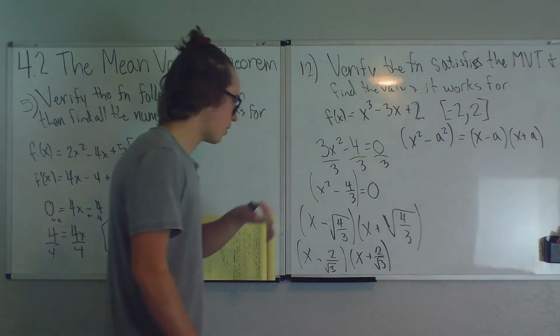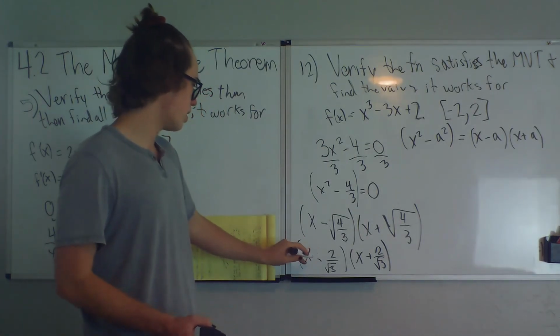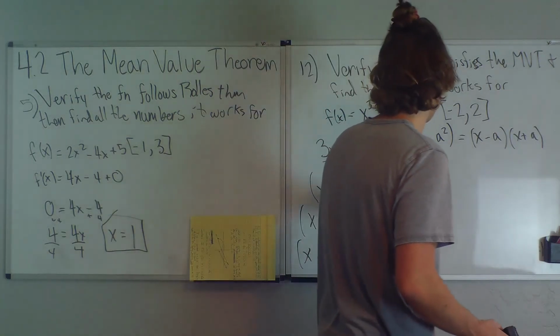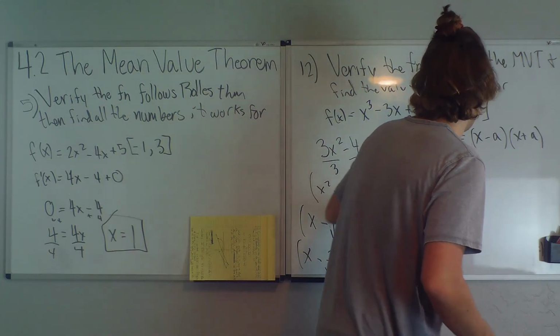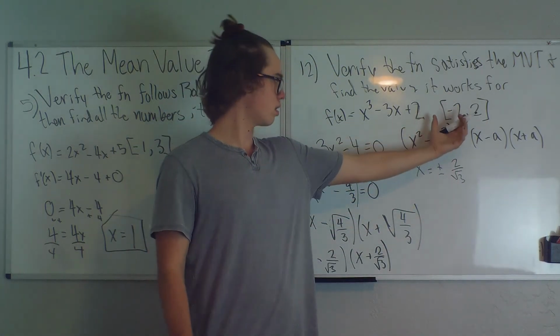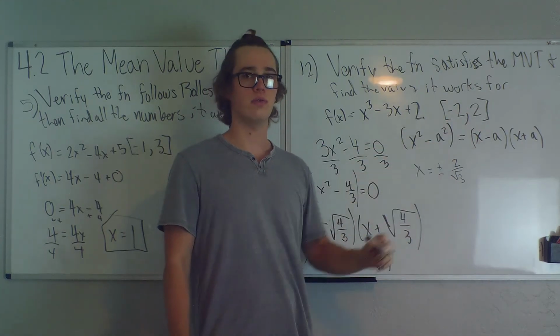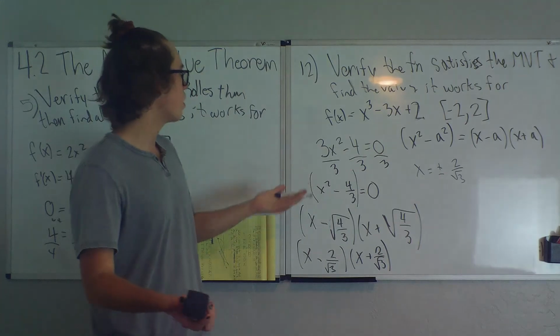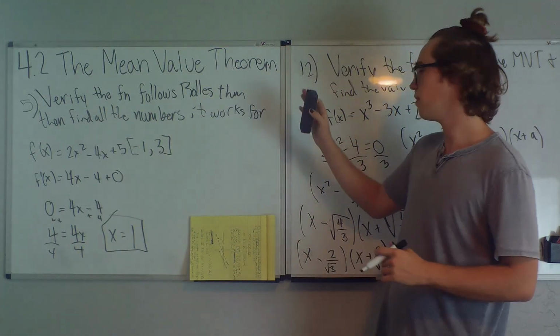And then if you do your calculations, you will find that if you set x equal to positive or negative 2 over root 3, it will work for the mean value theorem, and 2 over root 3 is going to be in between negative 2 and 2. So this is how we would do problems like this for using Rolle's theorem and the mean value theorem.